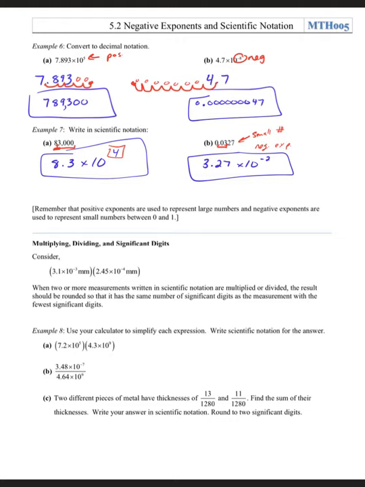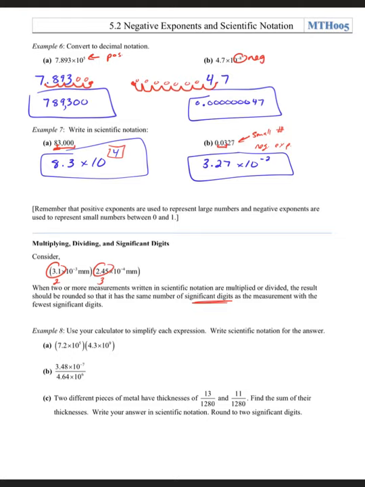So consider this example right here. You can look at that. When two or more measurements written in scientific notation are multiplied or divided, the result should be rounded to the same number of, and we're going to call these significant digits, as the measurement with the fewest. So significant digits are going to be our non-zero numbers. 3.1 has two significant digits, 2.45 has three significant digits. And what you want to do is answer with the smallest amount. So since the smaller one has two, you would have two values when you are rounding those. So just keep that in mind, and we'll discuss that as we work through these answers here.